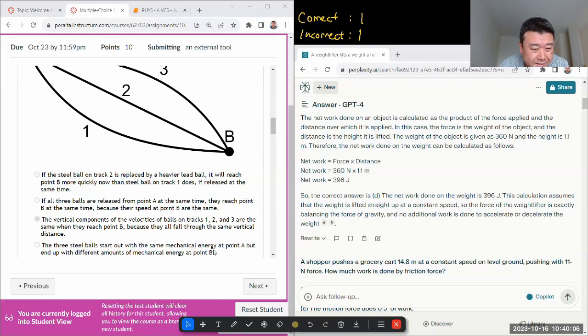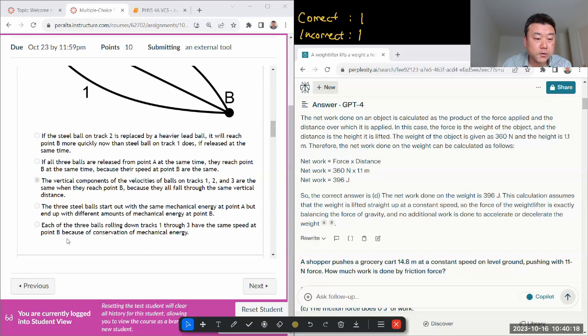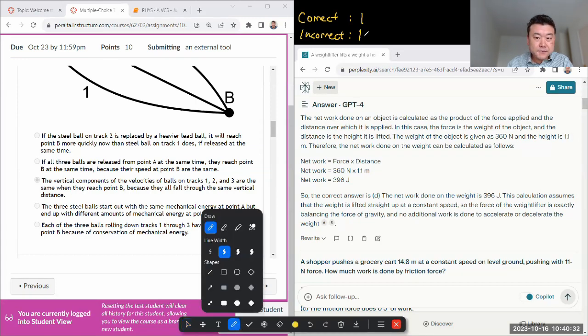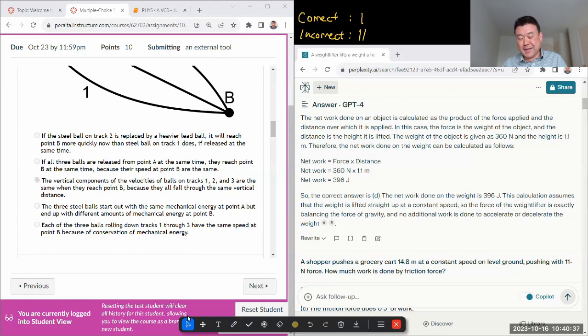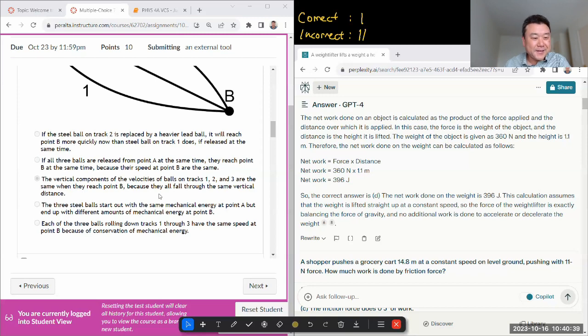But wait, what? Oh, no, there's one more choice. Okay. Each of the three balls rolling have the same speed at point B. Yeah, that is the correct choice. So the choice that GPT picked was incorrect. Let me say incorrect. And the correct choice is the last one, the one that says the same speed. Okay.